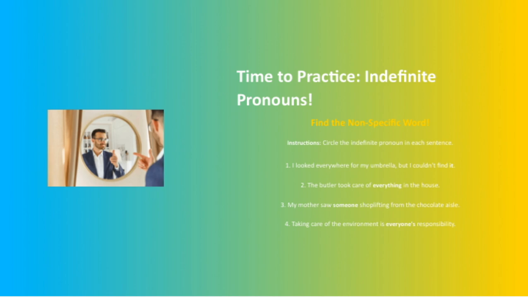In the third sentence, my mother saw someone shoplifting from the chocolate aisle. The word someone is the indefinite pronoun, indicating an unspecified person. And finally, in the fourth sentence, taking care of the environment is everyone's responsibility. The word everyone's contains the indefinite pronoun everyone, which refers to all people without specifying who. The key point here is that indefinite pronouns help us talk about things or people in a general way when we don't have or need specific details. Recognizing these words helps us communicate clearly and effectively, especially when discussing broad ideas or responsibilities like caring for the environment.